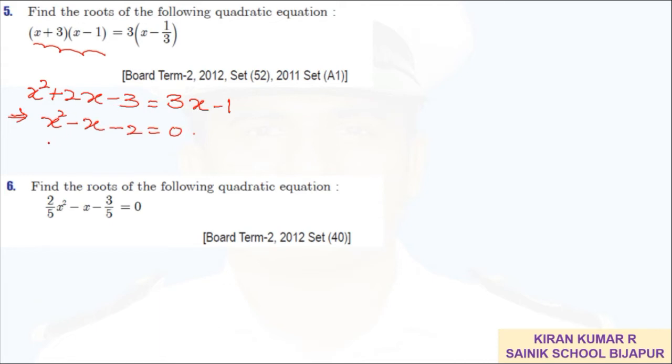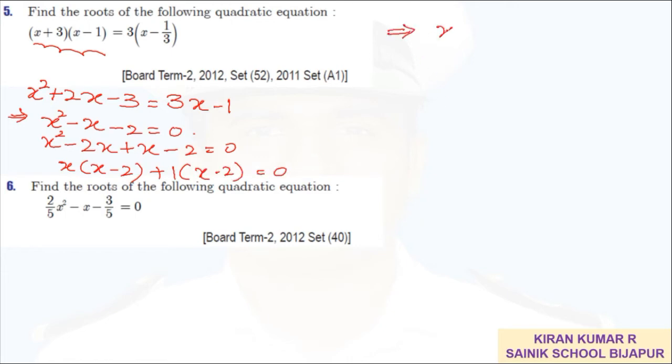So here we have to get the sum as -1 and the product as -2. It's possible with -2 and +1. So if you take x common, x minus 2, plus 1 is common, x minus 2 equal to 0. Further, x minus 2 is common into x plus 1 equal to 0. Therefore the values of x are 2 and -1.